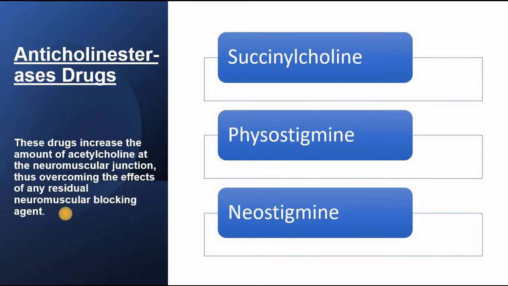Whatever drugs we have given as the neuromuscular blocking agent, to overcome the effect of the residual neuromuscular blocking agent, we have to use the anticholinesterase drugs. And how does it work? It increases the level of acetylcholine at the neuromuscular junction. In this way, it overcomes the effect of any residual neuromuscular blocking agent. If we look at the examples of the anticholinesterase drugs, that is succinylcholine, next is cyclostigmine, last is neostigmine. So these are the three drugs which come under the category of the anticholinesterase drugs.